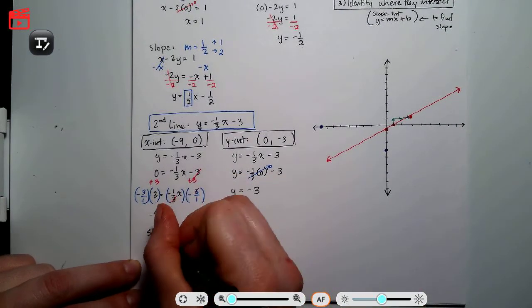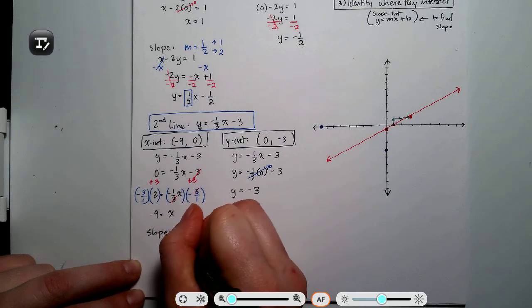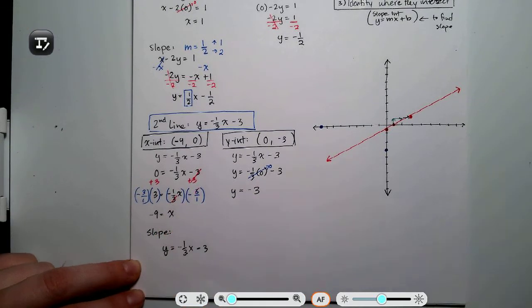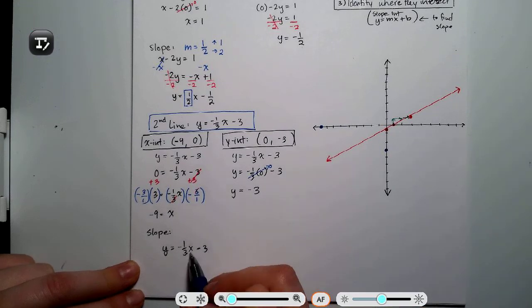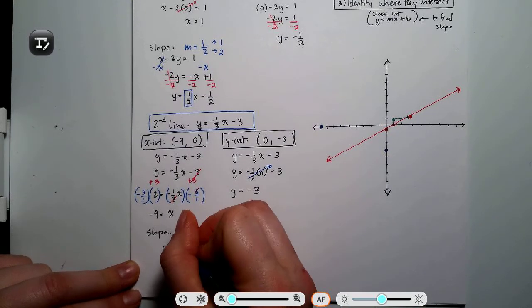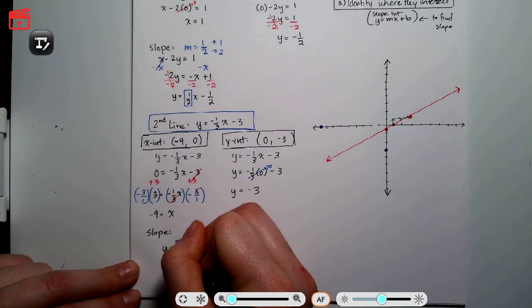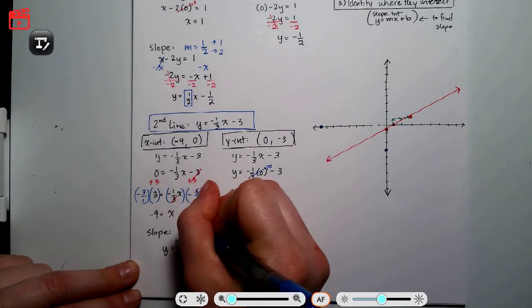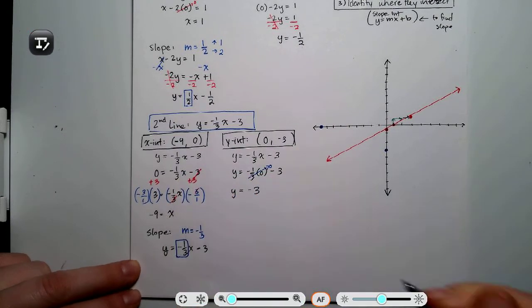Hey, and what do you know? Our line is actually already in that form. How neat. So, easy thing. Just look at where x is. X is right there. Take the number in front of x, which is the negative 1/3. So m equals negative 1/3.